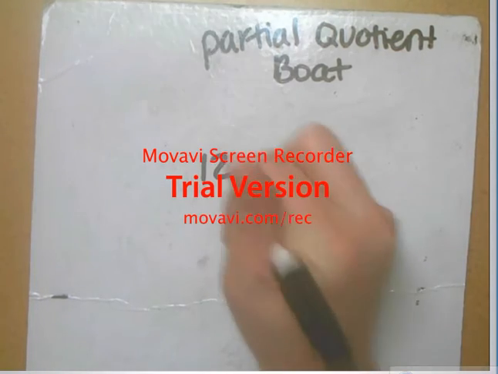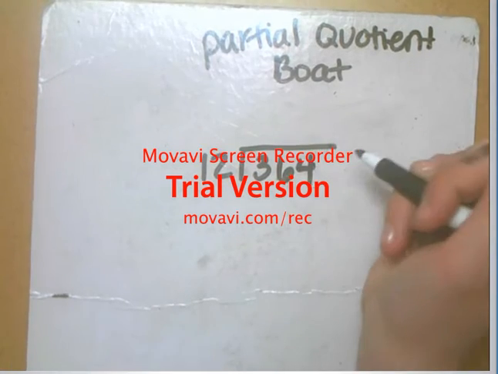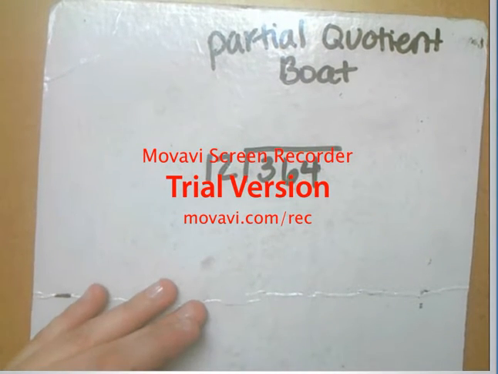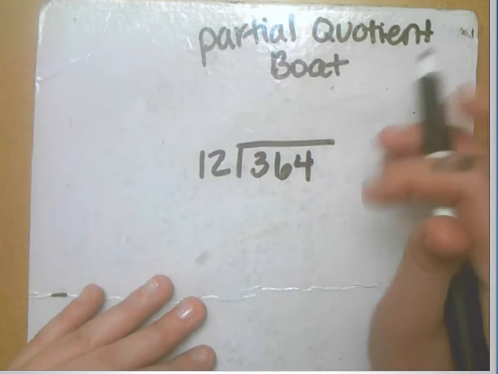Alright, I'm going to go ahead and show you how to do the boat division. This method of division is preferred by students who struggle with the multiplication because it doesn't require them to be as exact as it does with long division or rectangle division. It's called boat division because there's a story.